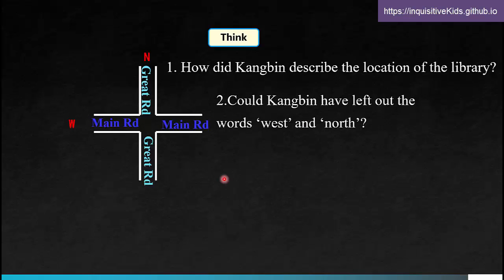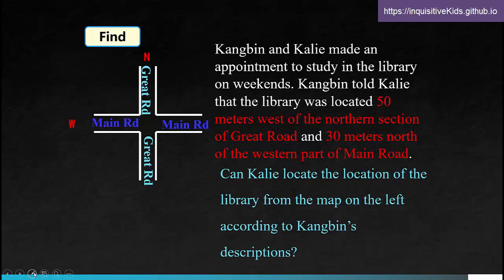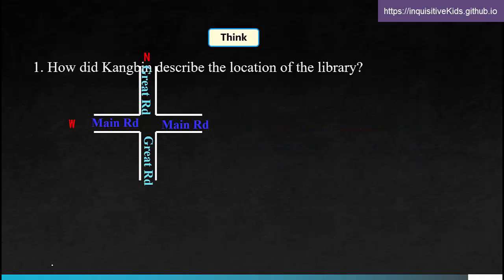Could Common have left out the words west and north? Well, let's cross them out and see if that would work or not. So cross out north and west. 50 meters of northern section and 30 meters of the western part of Main Road. We couldn't have done that because 50 meters from the Great Road, well, could it be here? Could it be here? Could it be even here? We don't know that. So that's why we have to have that direction in.